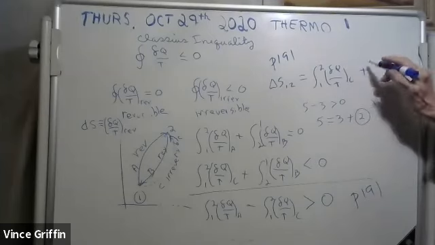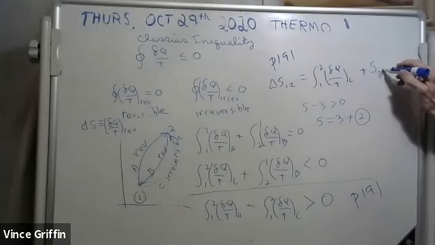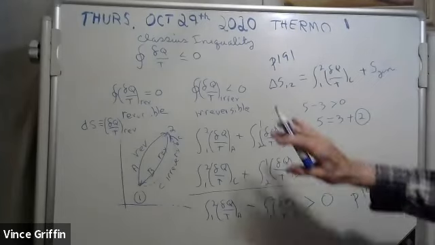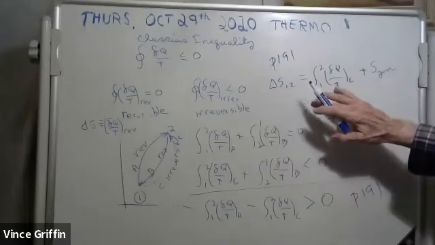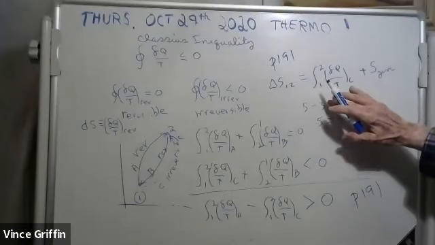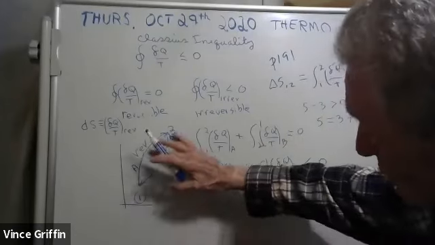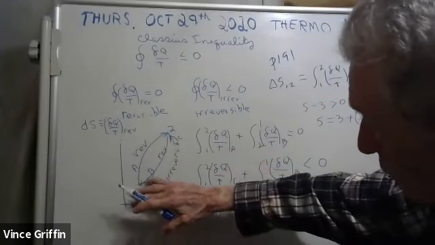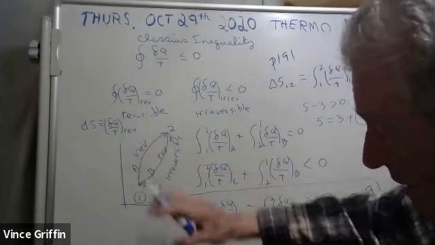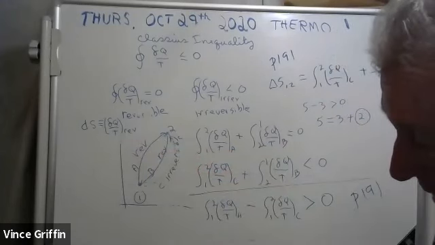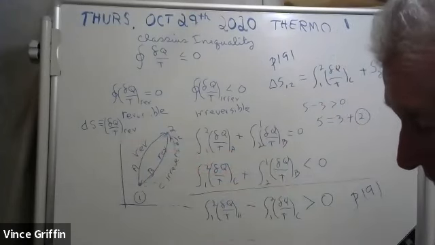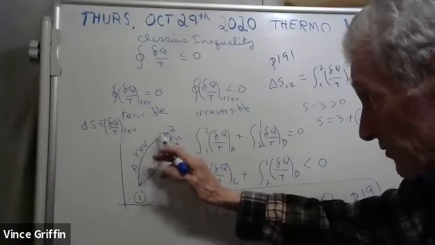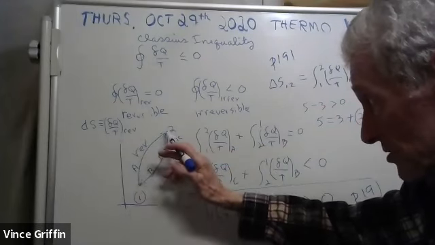They decided to call this the entropy generation. So the change in entropy between 1 and 2 is equal to this. But see, the change in entropy between 1 and 2 is the same no matter what process you take, because entropy is a property. It's like temperature. The temperature between 1 and 2 doesn't matter which path you take. It's the same change in temperature.